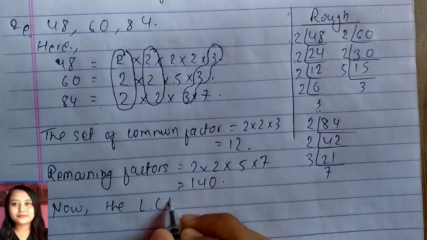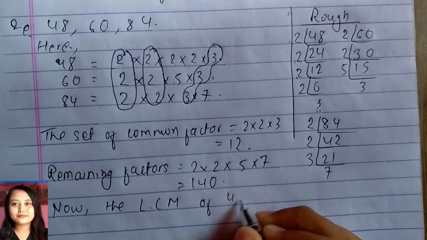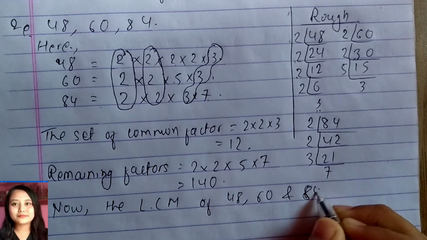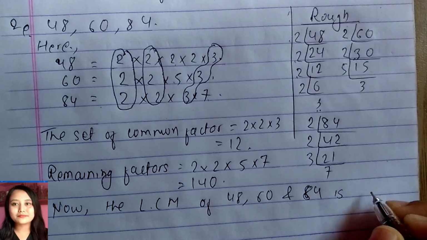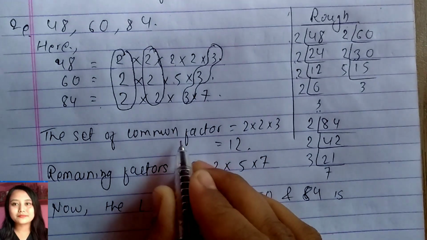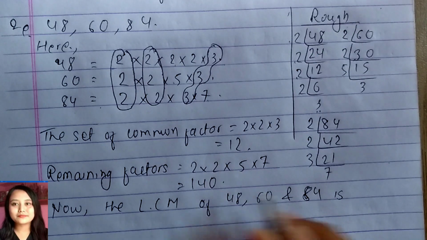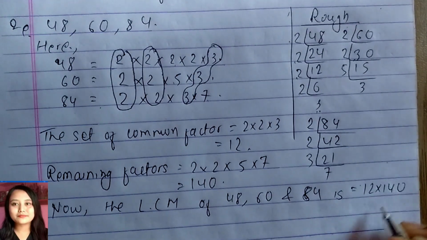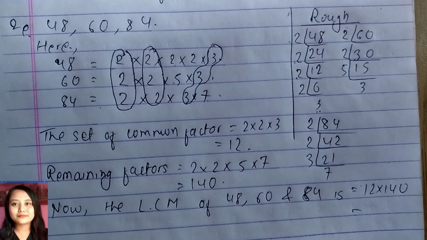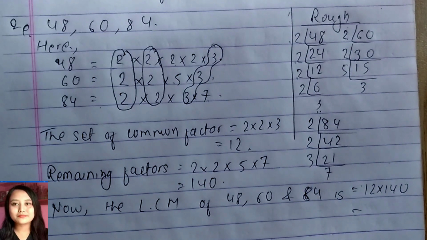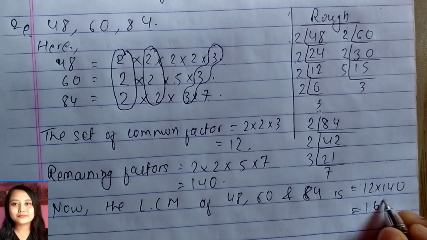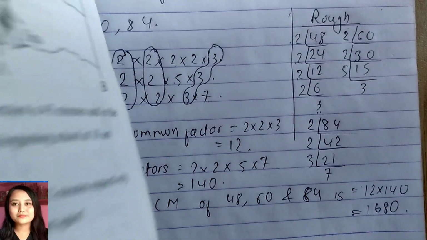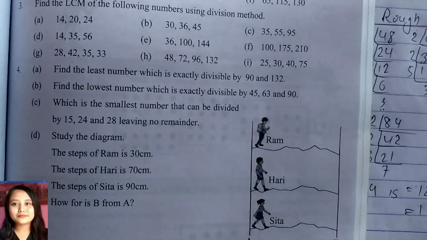Now the LCM of 48, 60 and 84 is, now we have to multiply common factors into remaining factors. So equals to 12 into 140 equals to 1680. I hope you are clear with this. Now let's try to do question number 3.